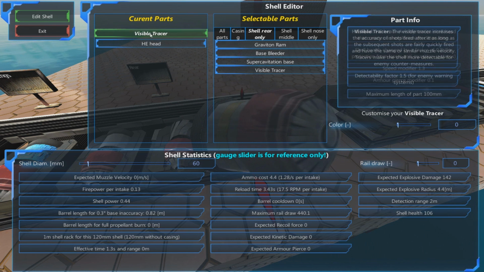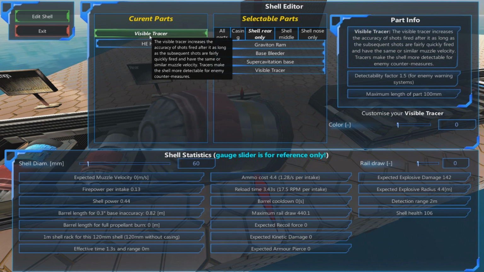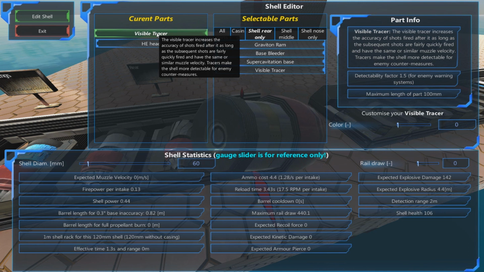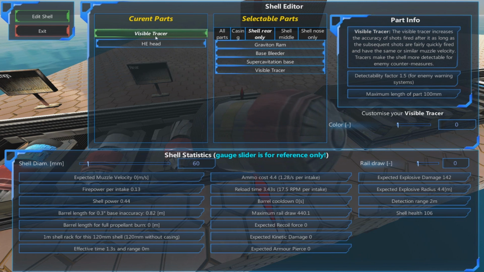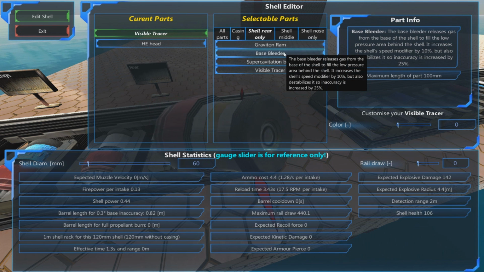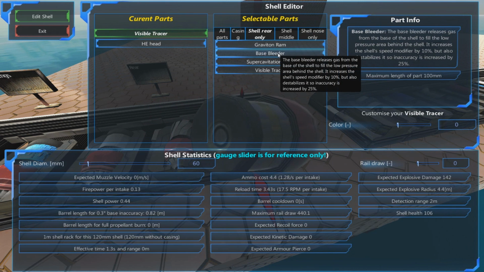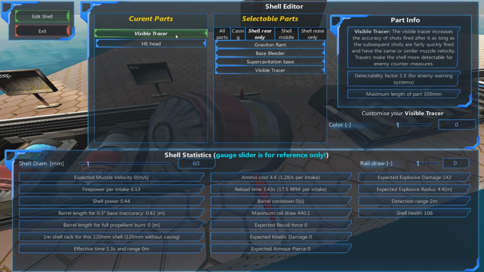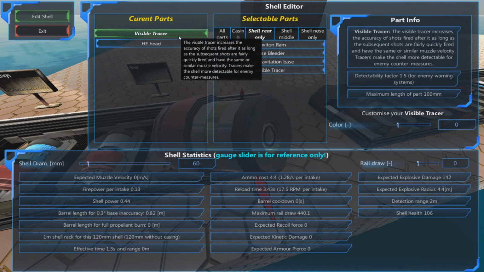APS is a lot more accurate now, so this is less useful and less necessary, and you don't need super long barrels either for good accuracy. And making it more detectable for enemy countermeasures, pretty much only on big shells, gives lambs more chance to detect your shell and destroy it. Not that that's easy right now, but it is a bit of a downside. So visible tracers, I generally don't use them. I tend to use base bleeders instead, because I find that extra accuracy is nice, but faster shell speed is very, very nice. I would take a base bleeder over a visible tracer 90% of the time.